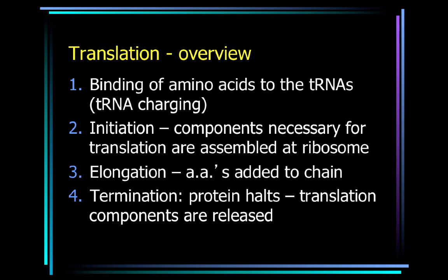The second step is then going to be initiation, where we have multiple components come together and assemble at the ribosome. And then the third step is elongation, where the amino acids are going to be added one after another to a chain, just like elongation in any other process. And finally, termination is where protein synthesis is going to halt and the translation components are released.